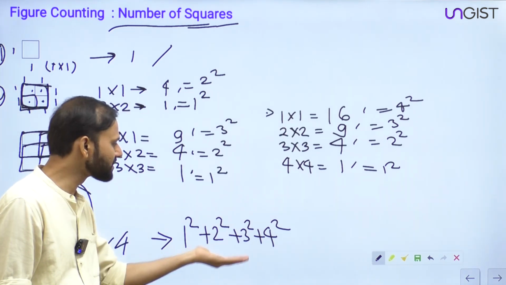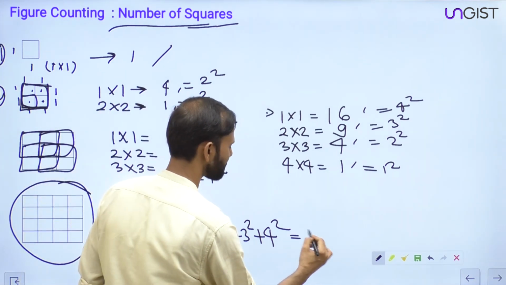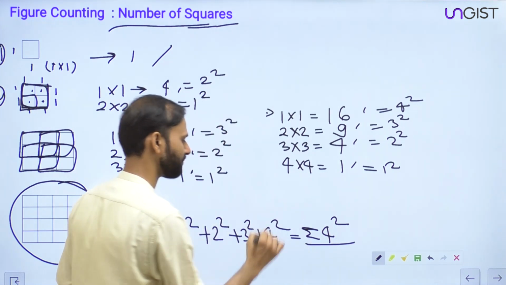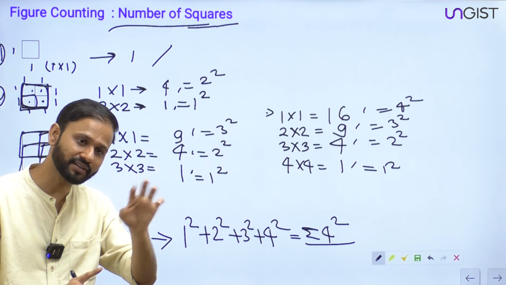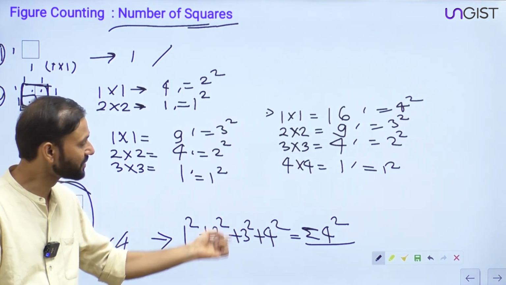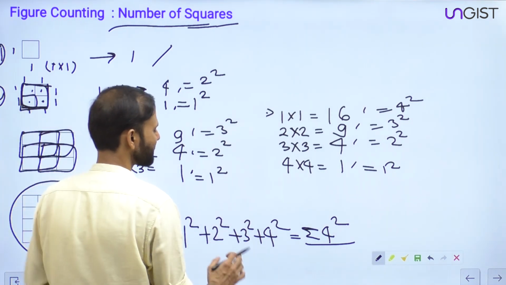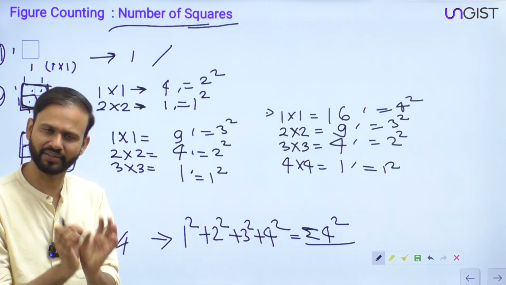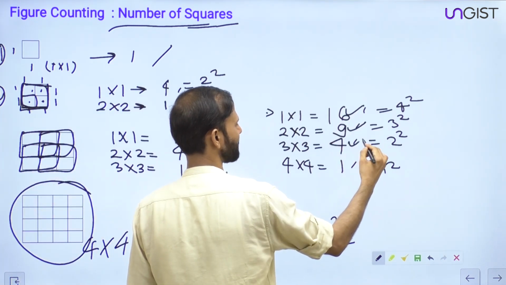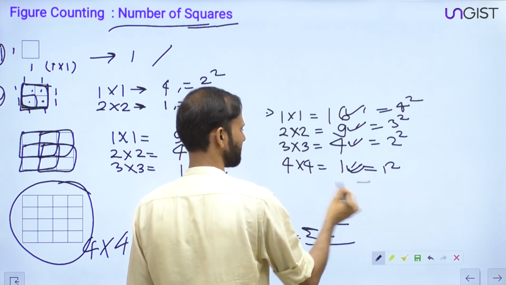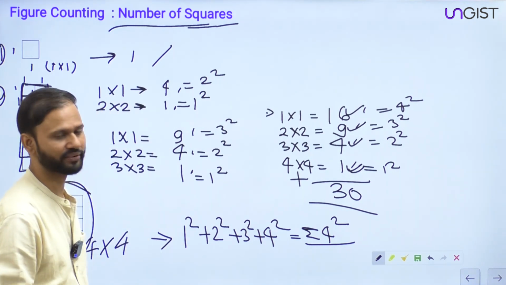So if I am adding this, what is this? This is sigma 4 square. Sigma n square I have taught earlier, so this is the use of it. Sigma 4 square is a very small number, so we can calculate it manually: 16 plus 9 is 25, 25 plus 4 is 29, 29 plus 1 is 30. So in this 4 by 4 order square grid, in total we have 30 squares.